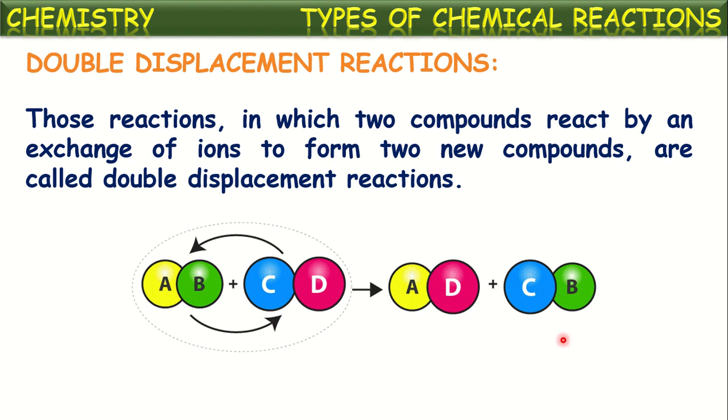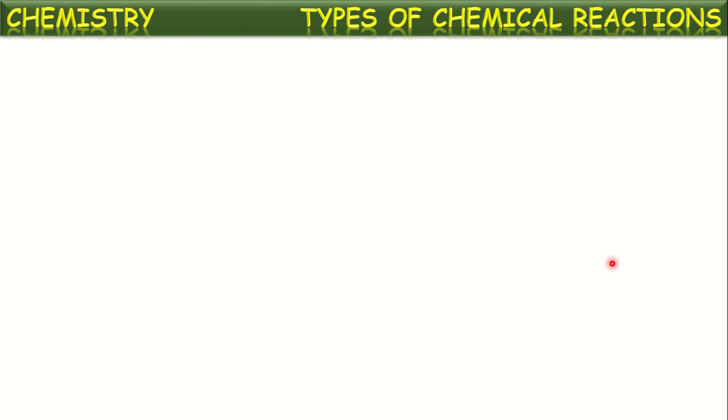This kind of reaction is called double displacement or double decomposition reaction, because two compounds are splitting into simpler substances and they are rejoining their ions to form new compounds. That's why they are called double decomposition or double displacement reactions.